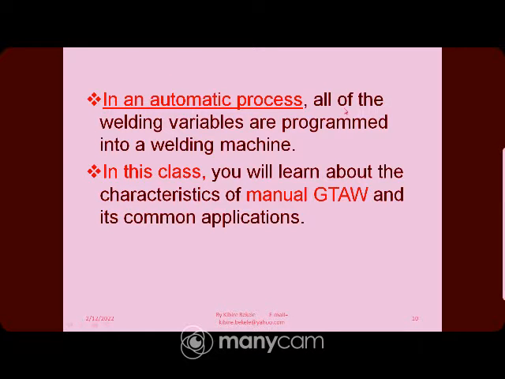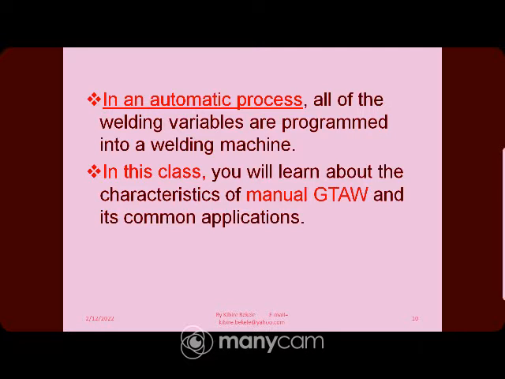In the automatic welding process, all of the welding variables are programmed into the welding machine. This means there is a control unit used to control every welding variable. When we say welding variables, that may be voltage, amperage, torch manipulation, arc length, and so on. All of this can be controlled by the machine itself. So this is the fully automatic gas tungsten arc welding process.